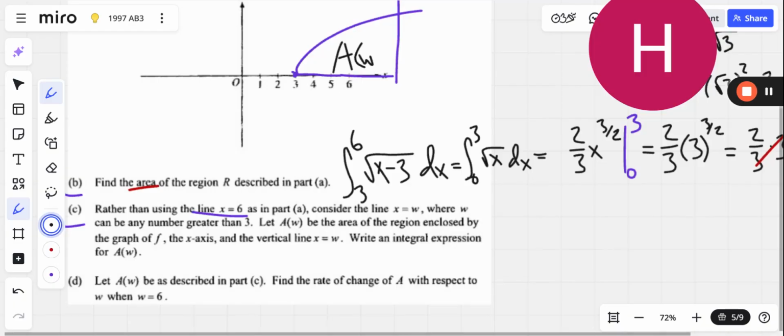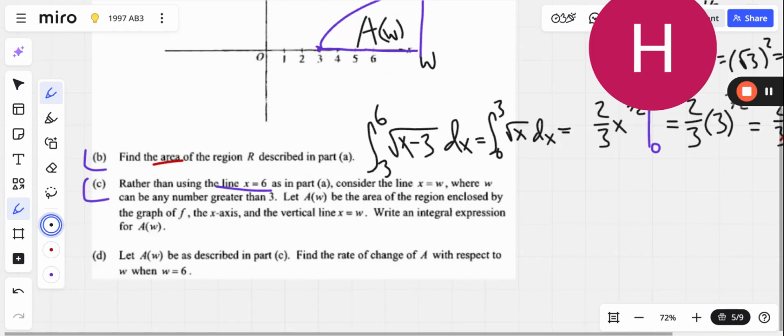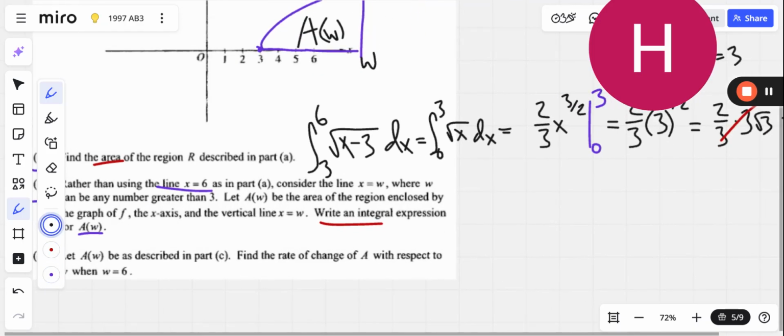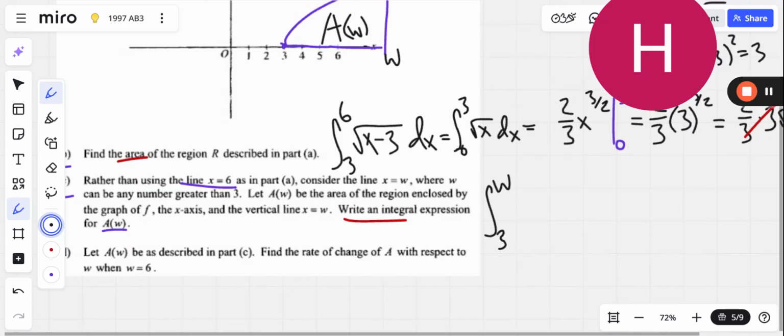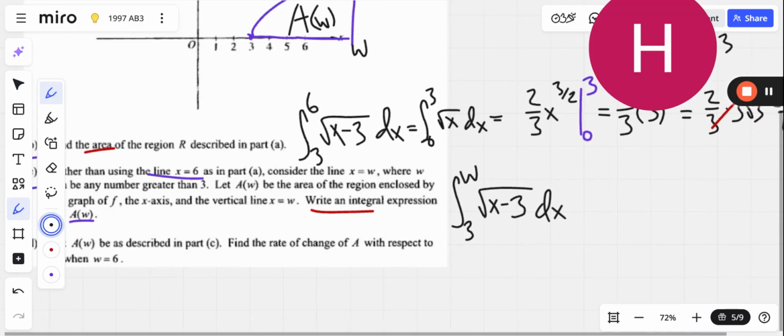Where w is the exact value here, where we drew the line. It's the area enclosed by that region. Write an integral expression for A of w. So it's basically still just the integral from 3 to w of square root of x minus 3 dx. It's really not that bad.